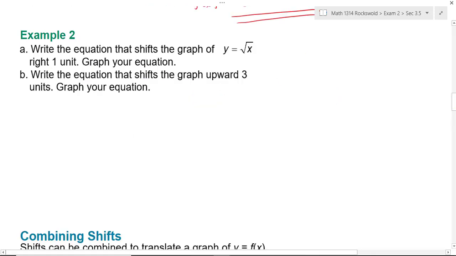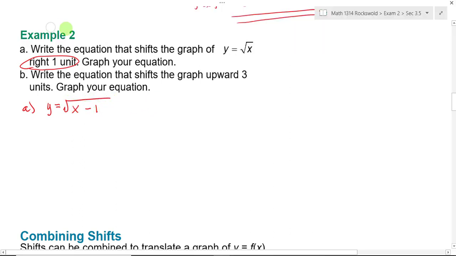Alright, in example 2, I ask you to write the equation that shifts the graph of the square root function to the right 1 unit, and then I want you to graph your equation. So for part A, what would the equation look like? Right 1 unit. This will be the square root of x minus 1.